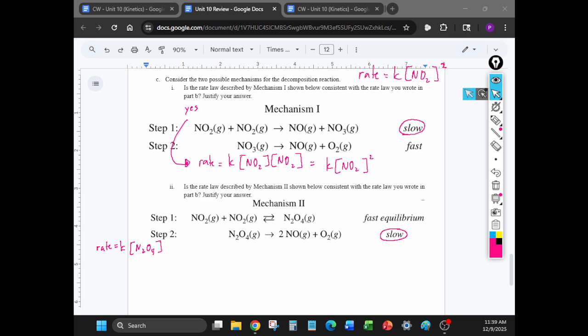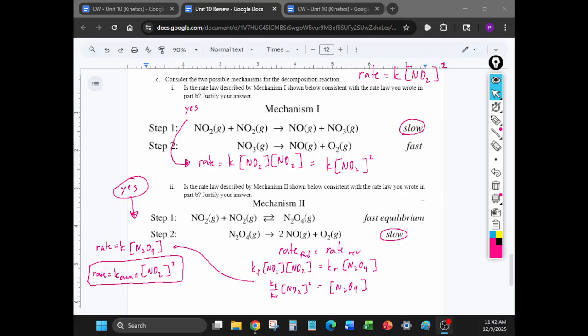Do the steady state. All right, guys, we got the answer up there, and the answer is yes. Okay, we do steady state. You get the same rate law. So if you actually look at this, we don't know what the mechanism is because it could be either or. Who knows?